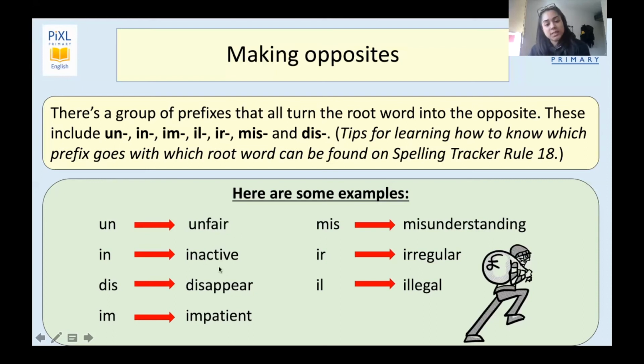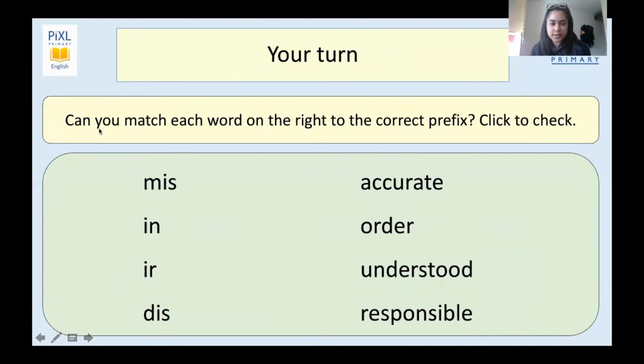Inactive is the opposite of active. Disappear is the opposite of appear. And that applies to the rest of the words there. So these are the prefixes that make our words the opposite. Here's your turn now. Can you have a go at matching each word to the correct prefix?